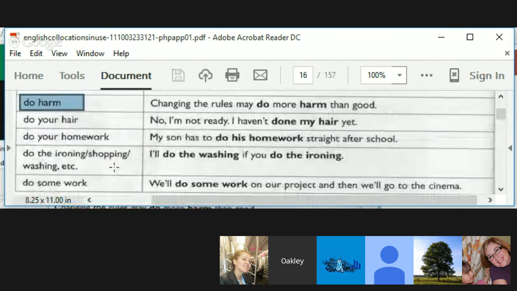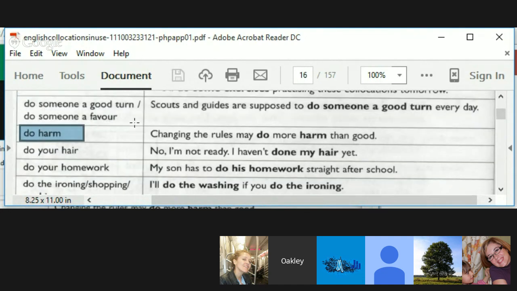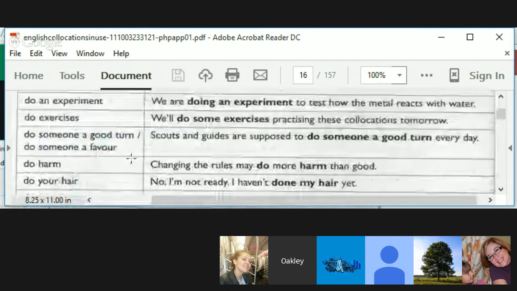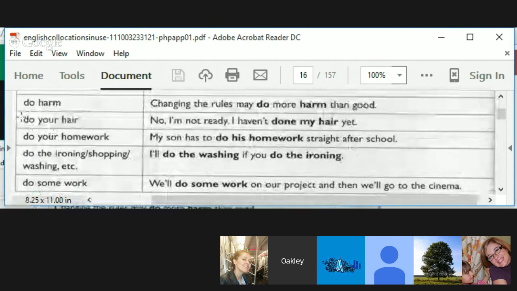Running out of time. Okay, Matthew. Do harm. Okay, never mind that one. We already discussed that as being very close to do damage, so that kind of belongs with that group. All right, skip that one for now. Matthew, do your hair. No, I'm not ready. I haven't done my hair yet. Really? Okay. All right, now look.